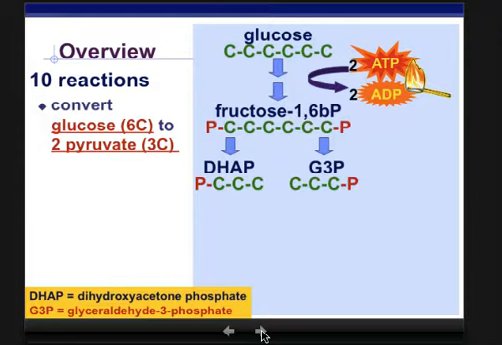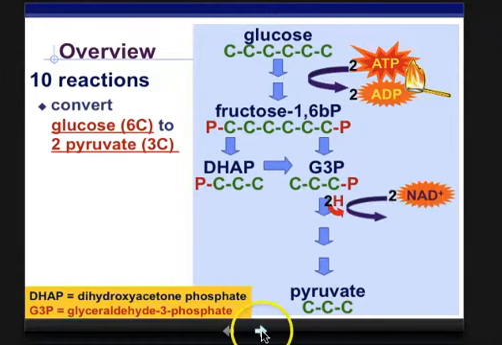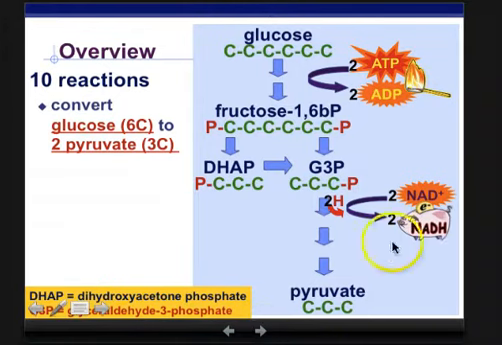All right, so at this point we're done having to use ATP, and we start getting some ATP out of it too. Alright, so after a few more steps, we're going to end up with the pyruvate. And along the way, here you're going to have a reaction converting the 2 NAD plus to 2 NADH.